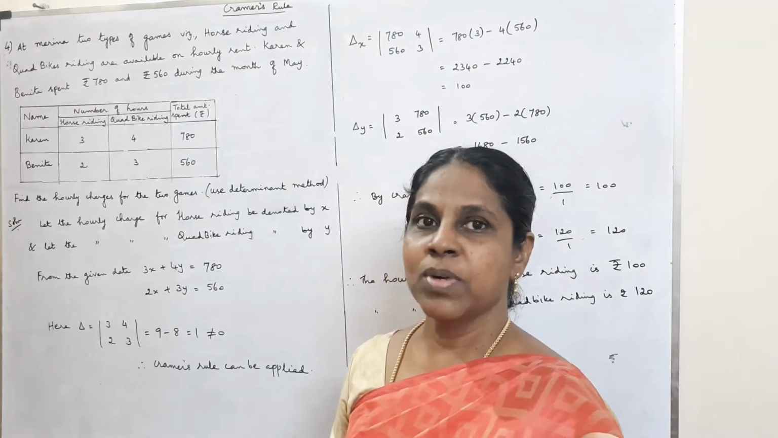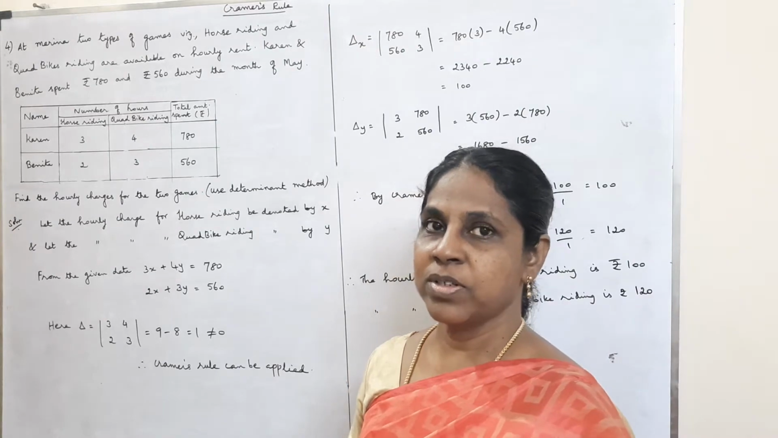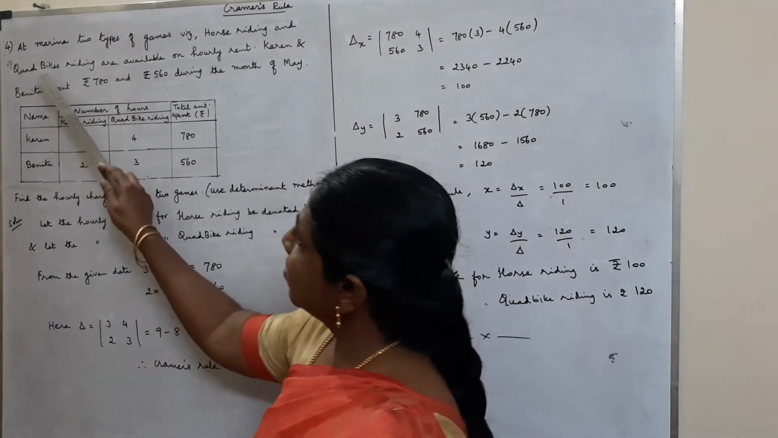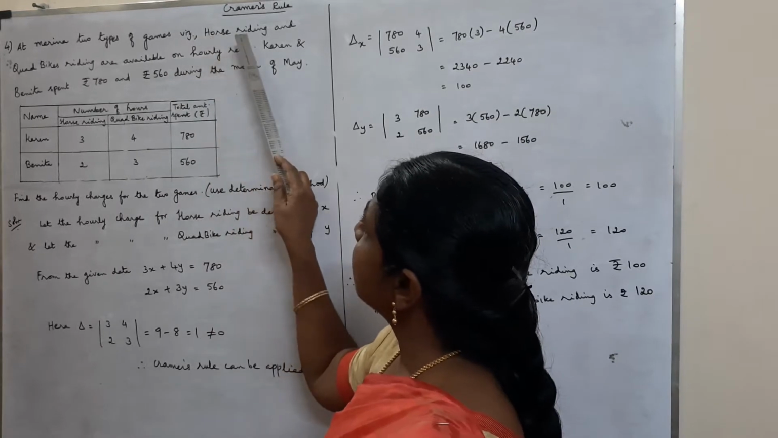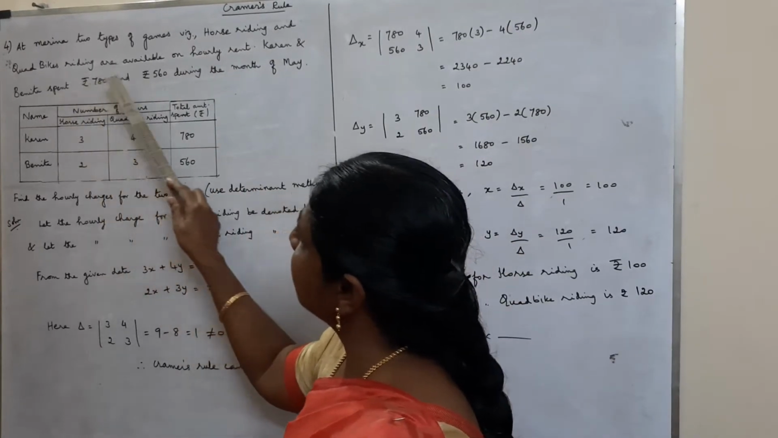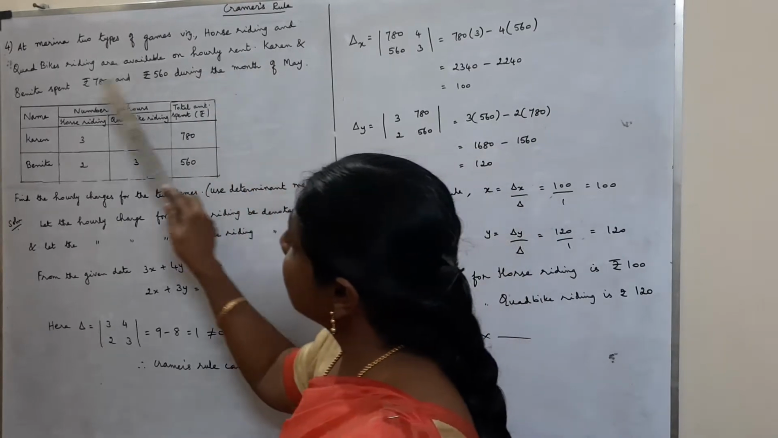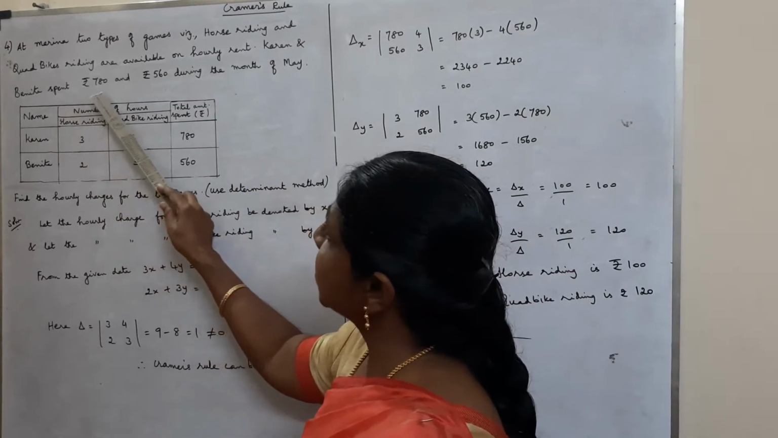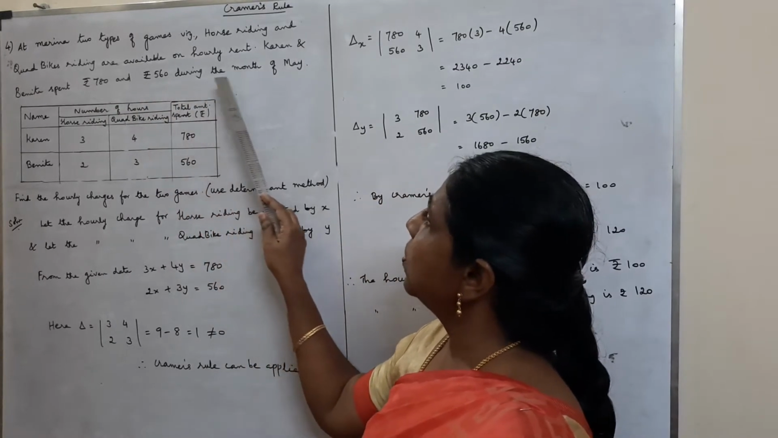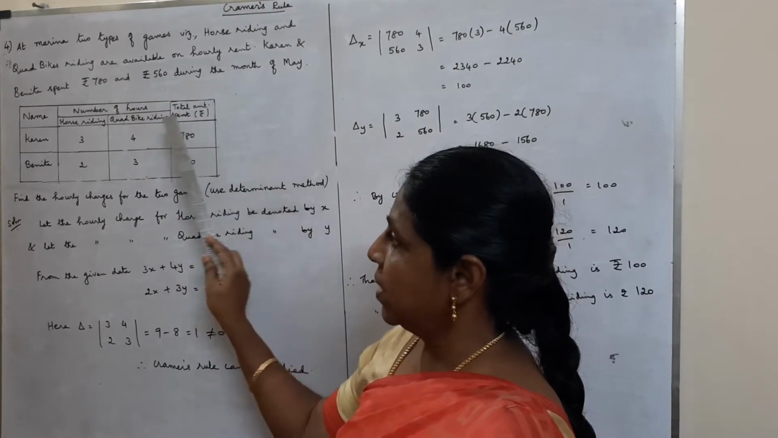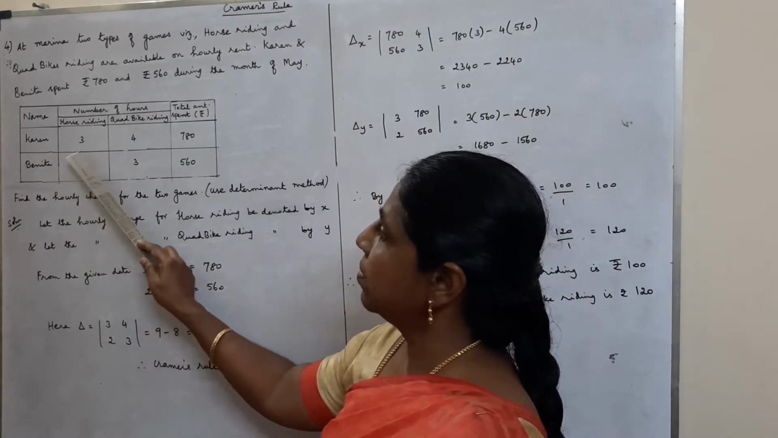We'll try solving one more word problem. Problem number 4 from exercise 1.2. At Marina, two types of games, namely horse riding and quad bike riding, are available on hourly rent. Karen and Benita spent rupees 780 and rupees 560 during the month of May. So this tabular column gives the data.